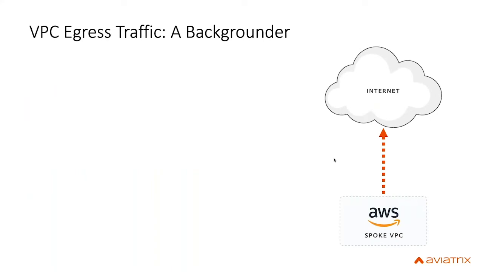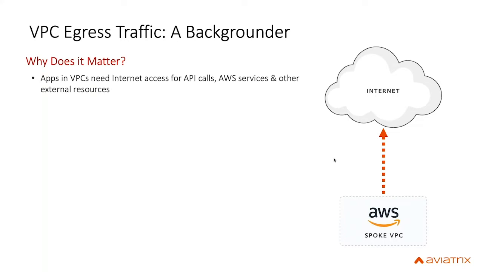So let's take a quick look at the background of VPC egress traffic. So why does this matter to companies? Why does your environment need to get out to the internet? So you have apps that you deploy in the cloud. They need to be able to reach the internet for various different reasons, whether it be API calls, Amazon services, you want to reach out to Office 365. And I have a slide coming up that lists some of the items that we currently see that people get out to.